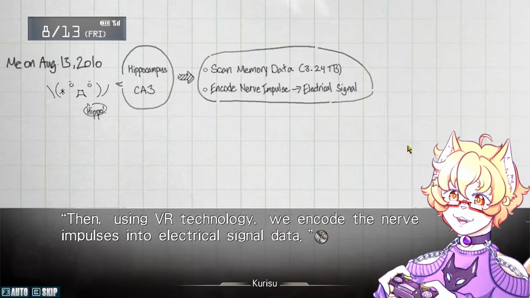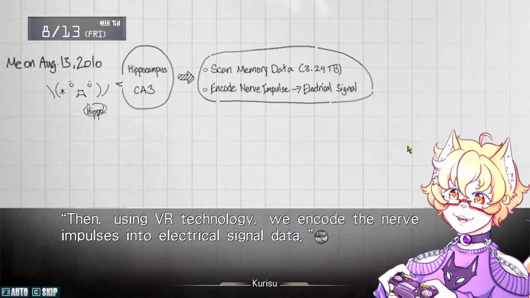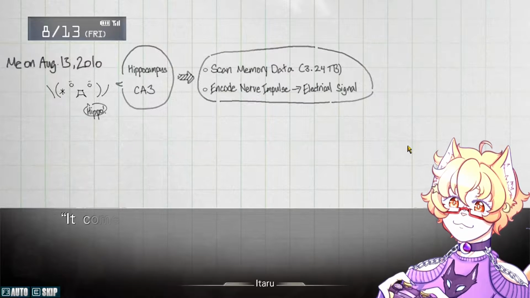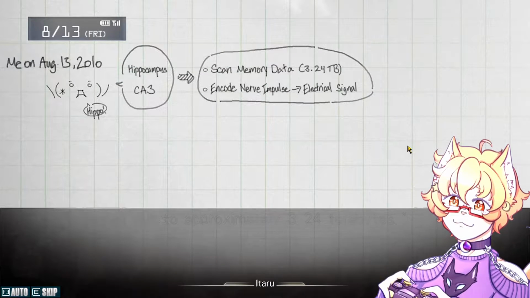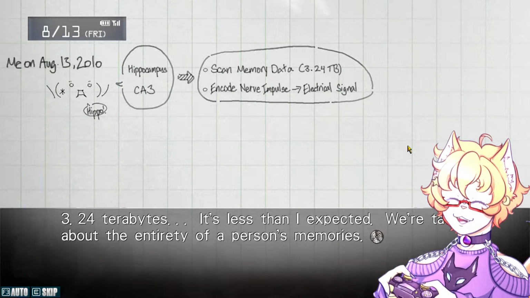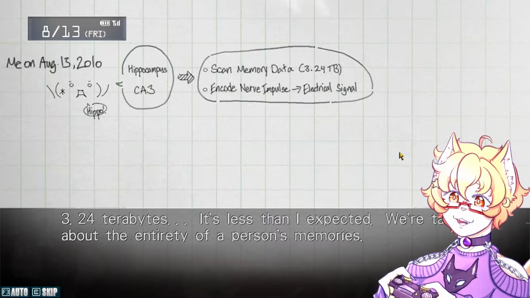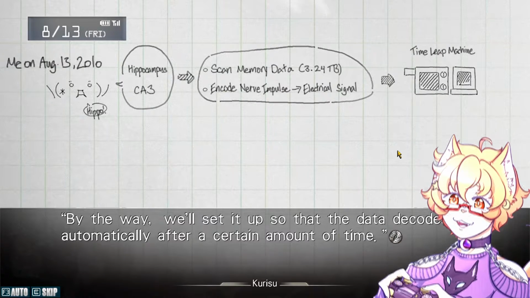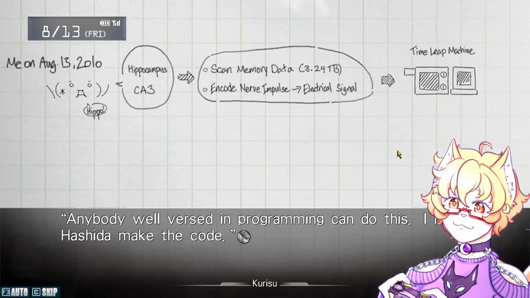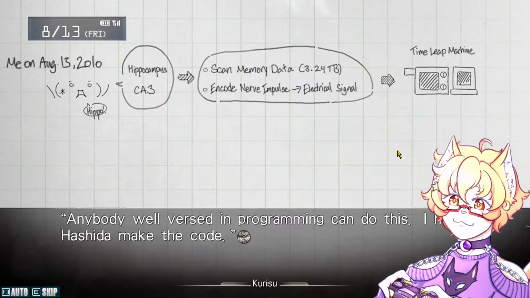Then, using VR technology, we encode the nerve impulses into electrical signal data. It comes out at approximately 3.24 terabytes. 3.24 terabytes? It's less than expected. We're talking about the entirety of a person's memories. By the way, we'll set up so that the data decodes automatically after a certain amount of time. Anybody well-versed in programming can do this. I had Hashida make the code.